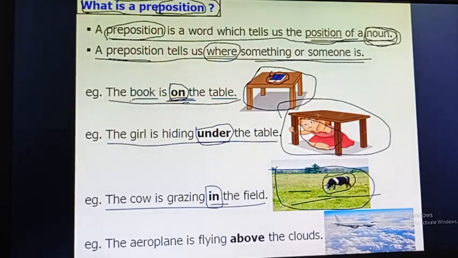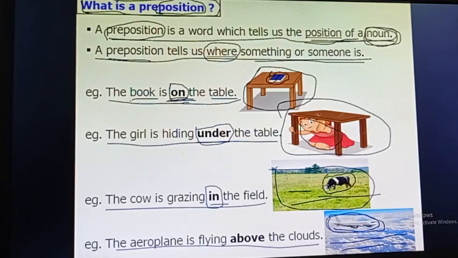Good. Next, the aeroplane. Okay, the aeroplane is flying above the clouds. See, look at the aeroplane here if you are able to see. Okay, this is the aeroplane, and where is it flying? It is flying above. Below here, down, is the cloud. Okay, here is the cloud, and the aeroplane is flying above the clouds.